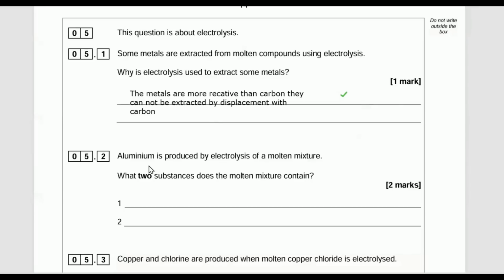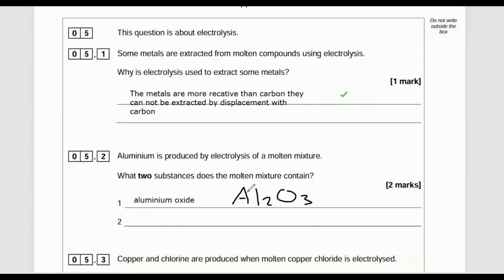Use electrolysis. Aluminium is produced by electrolysis of a molten mixture. What two substances does it contain? So aluminium in its raw form is called aluminium oxide. It actually comes from a rock called bauxite. But at GCSE, we just need to say it contains aluminium oxide, which is the main component of bauxite. That's the formula Al2O3, or you could just write aluminium oxide.